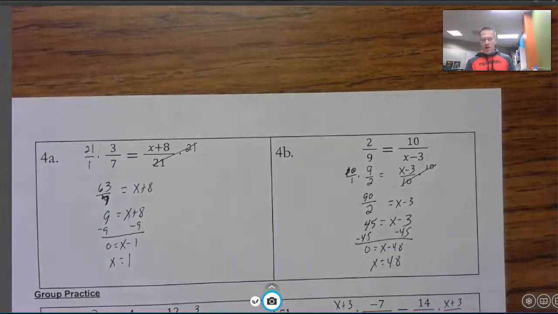So there is your work for today. And we'll look a little bit more at this because we didn't quite get to any that have variables on both sides. We'll do a little bit about that in class.